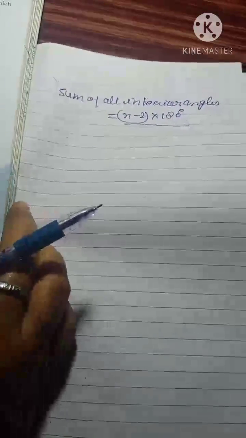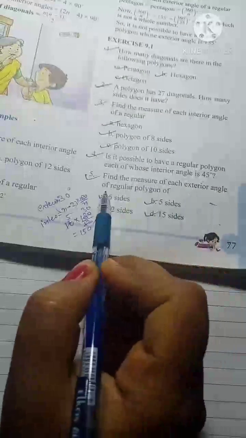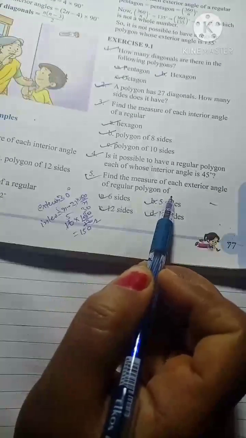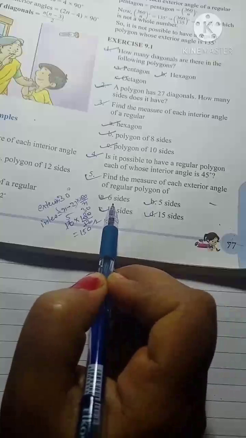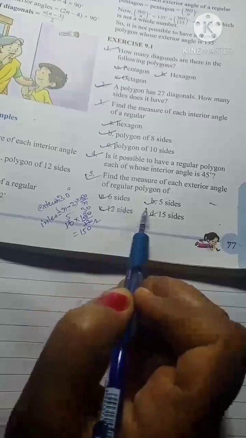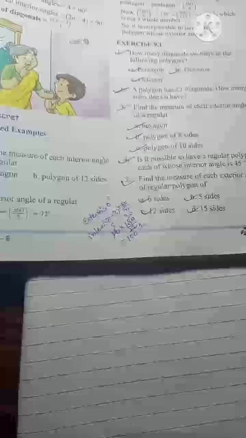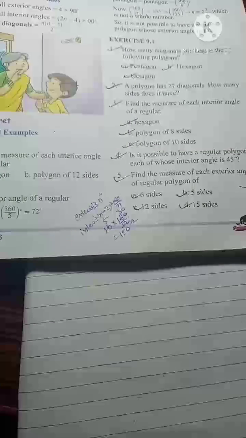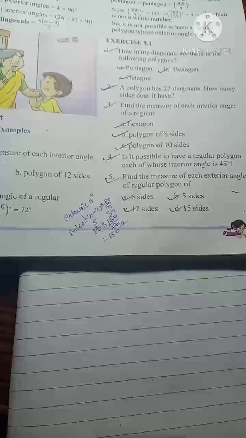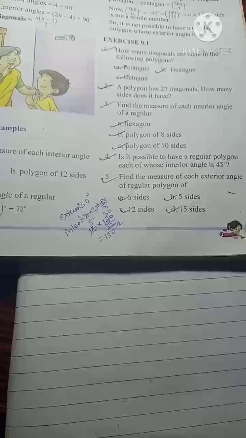Just see that. Now suppose, beta, we are coming to your question now, and see what the question is. Find the measure of each exterior angle of a regular polygon of how many sides? 6 sides, for 6 sides I have explained. Okay, now for 5 sides. Suddenly I am taking any question. Don't think that it will come in your exam or not. In this way I am going.